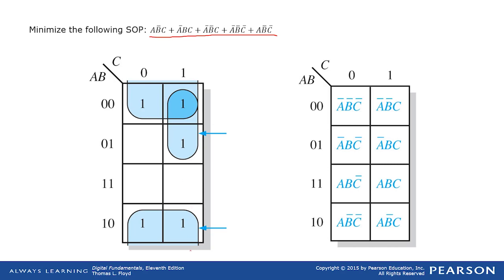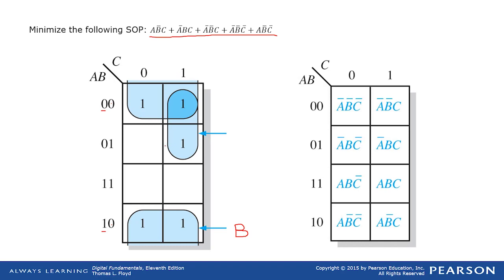From these 4 bits, if you look here, A is 1 and then A is 0, so A is changing. But B here, if you look, B is 0 and B is 0 here. So B is not changing, so we keep the value of B, right? C is changing from 0 to 1, so we drop the C.